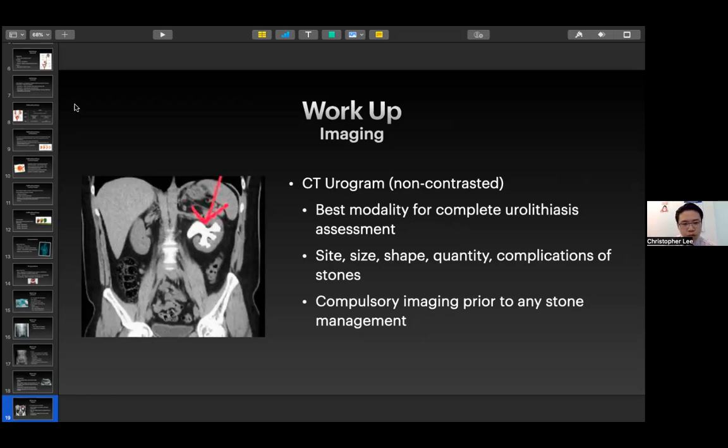You can see the number of stones and also some complications from the stones such as hydronephrosis, and even in pyelonephritis, you would have some streakiness around the kidney. So you can see a lot of things based on this CTU. Certainly it's enough to plan for surgical management of the stone. So it's a compulsory imaging for any stone in the urinary tract. Even if you detect a bladder stone, you would still get a CTU because you don't want to miss stones in the upper urinary tract.